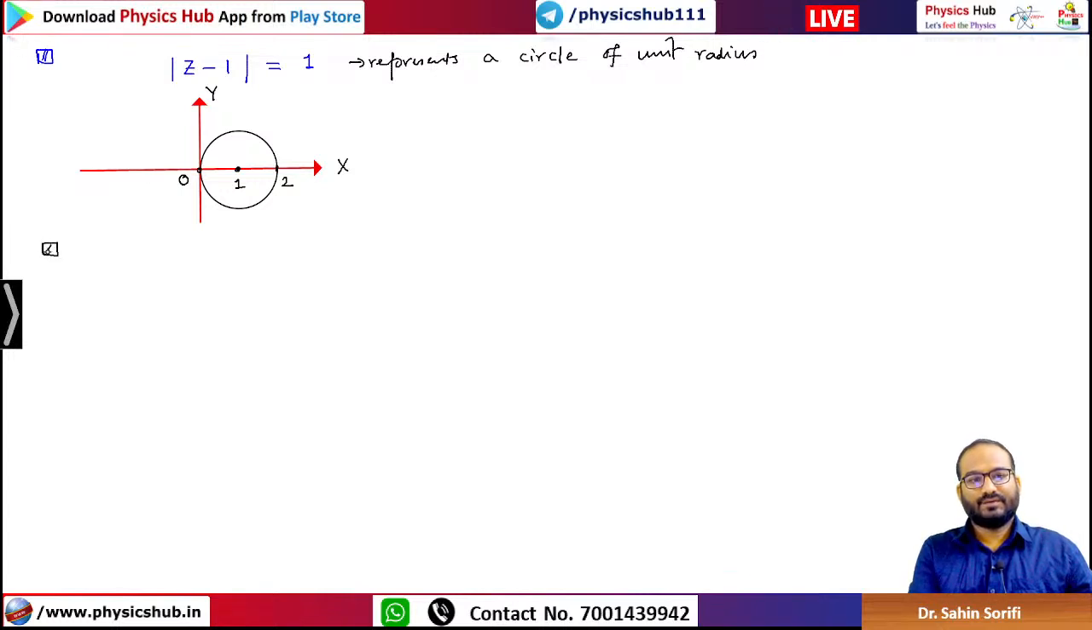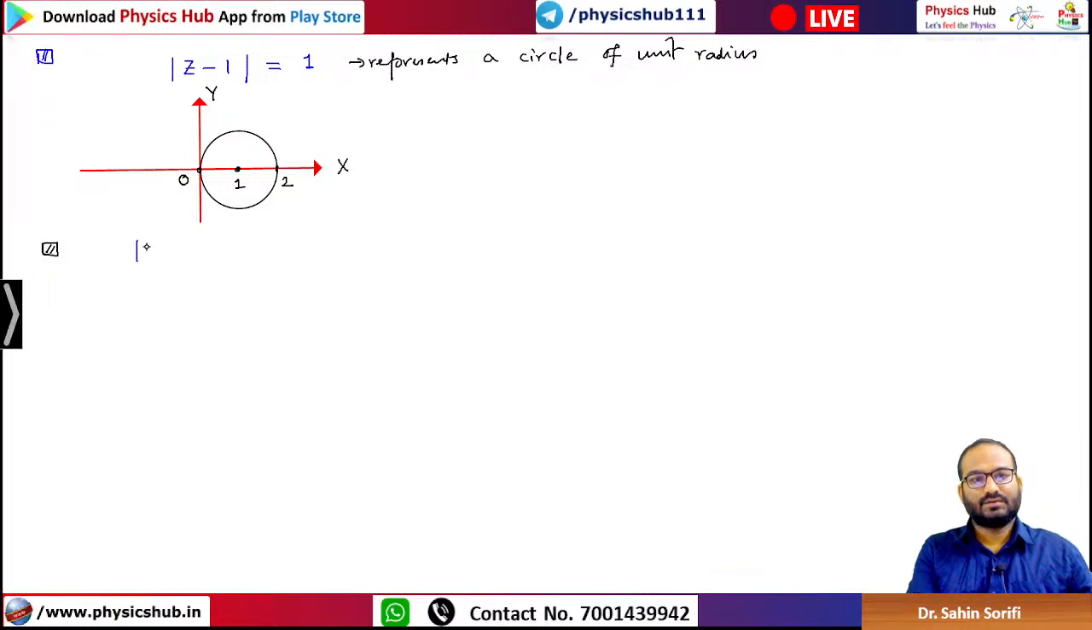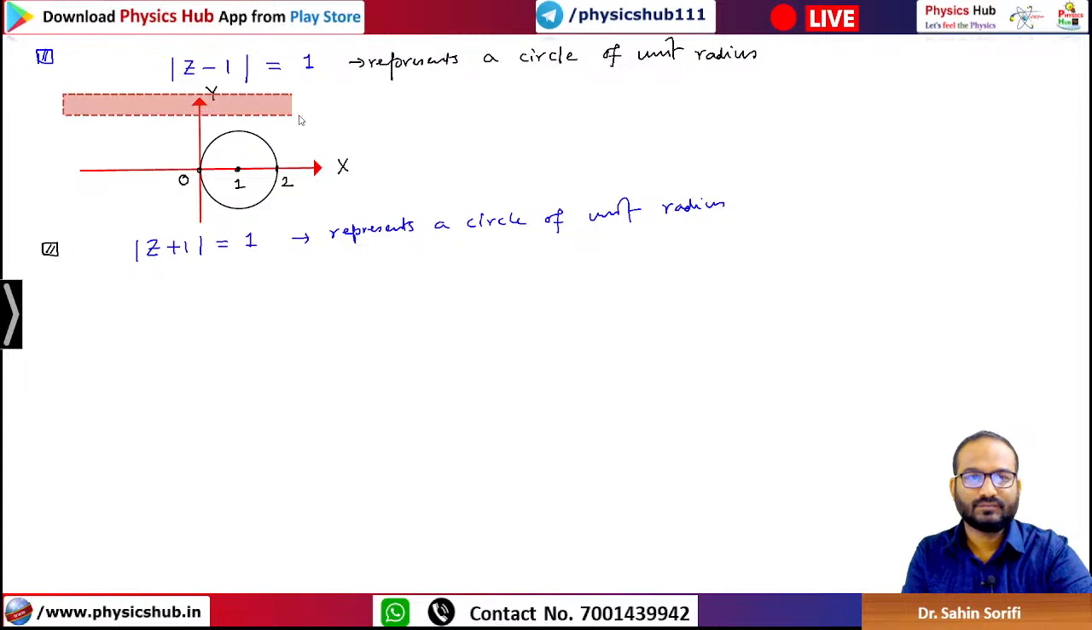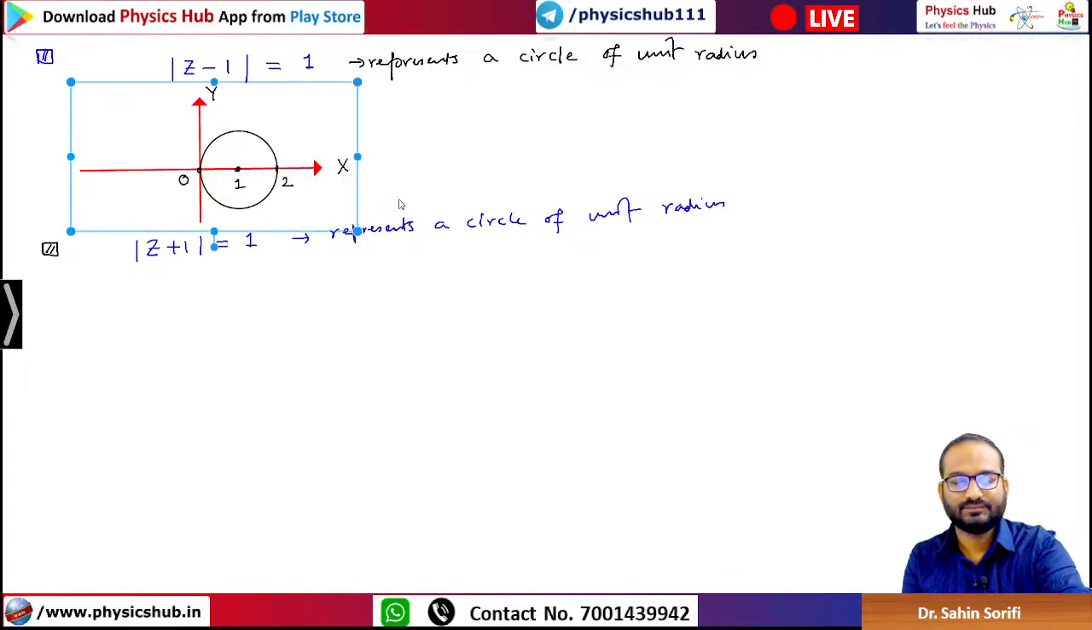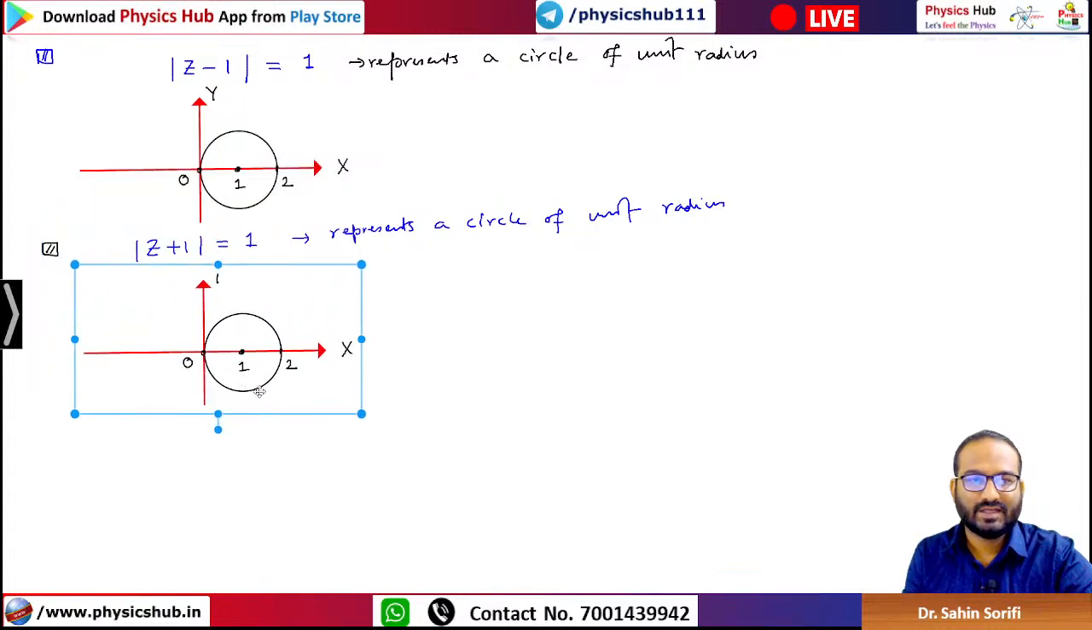Let us say mod z plus 1 equals to 1. So this also represents a circle of unit radius. So for that, what will be your form? How will you represent the graph? So you see what is happening.